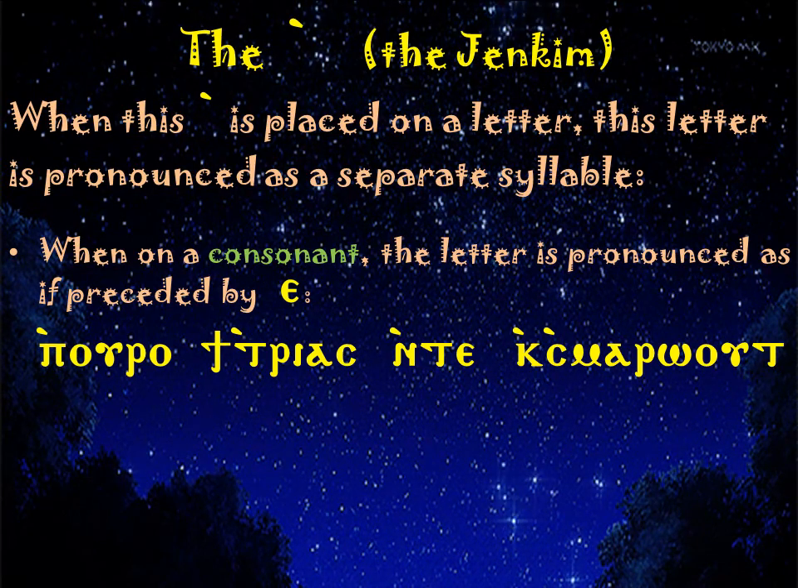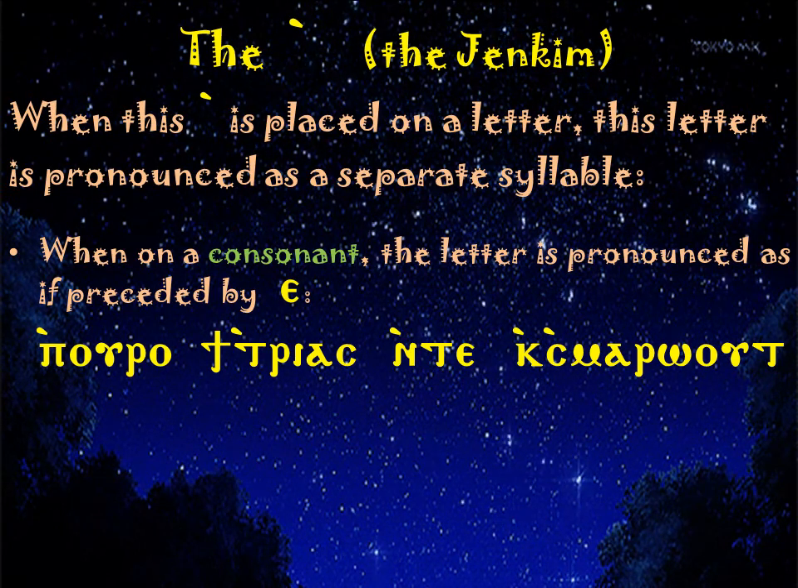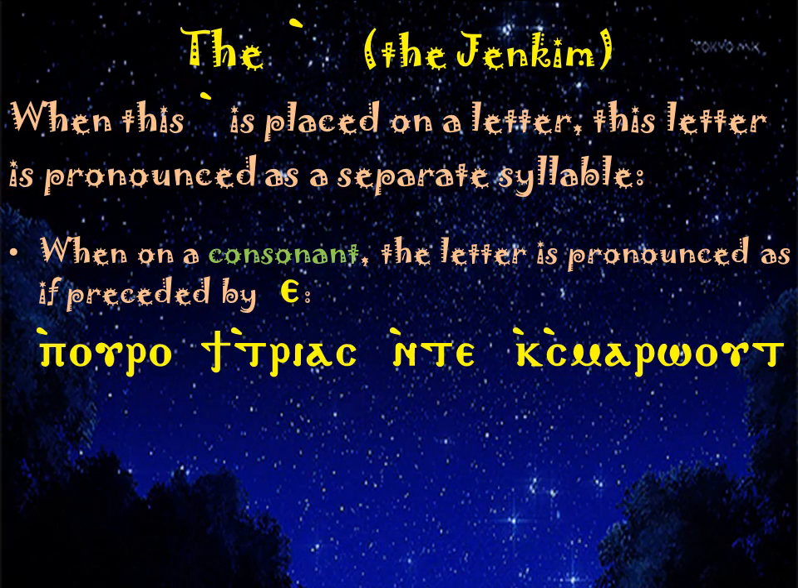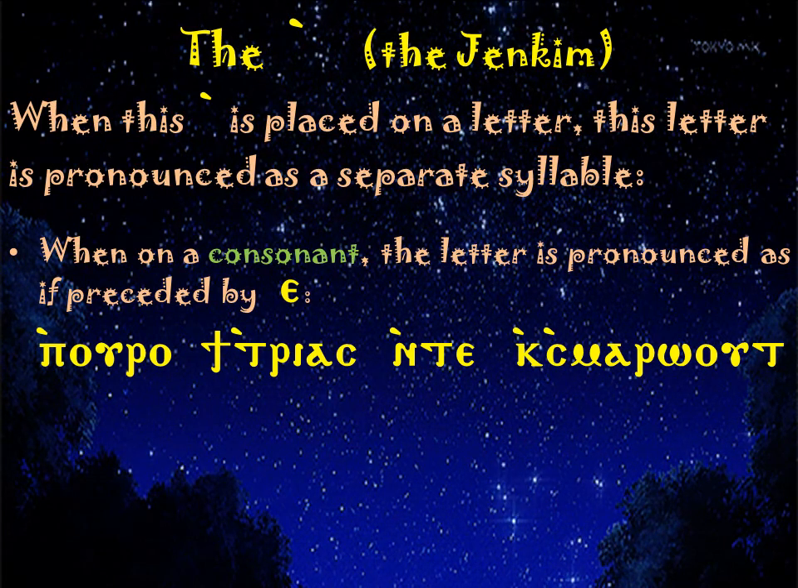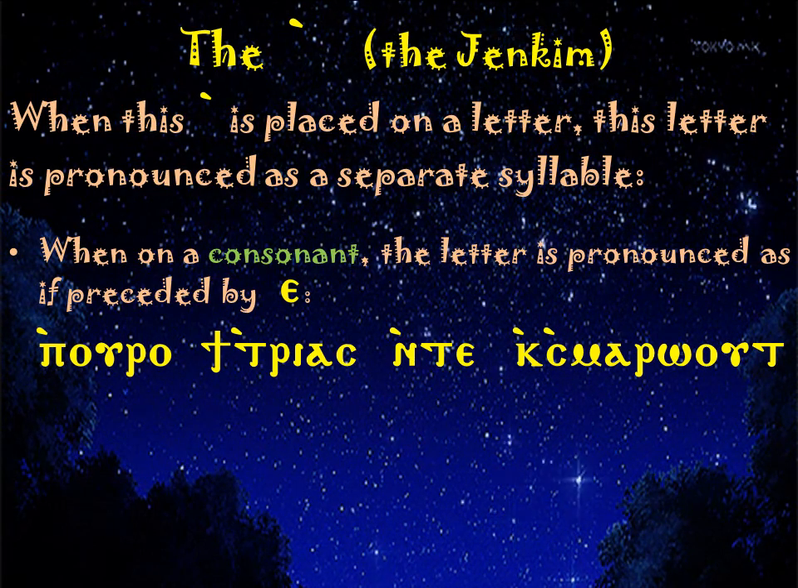Try to read it as if there isn't a Jenkem here. This would be puro, one syllable. When there is the Jenkem, this will be a syllable on its own, as if there is an a before it. So ep, u, ro. Again, if there wasn't this Jenkem, it would have been tit, rias, one syllable. But with the Jenkem here, it's T, et, rias. This one you can't really pronounce without it; nte would be difficult, but it is N, T. Again, this one, ek, es, ma, ro, ut.